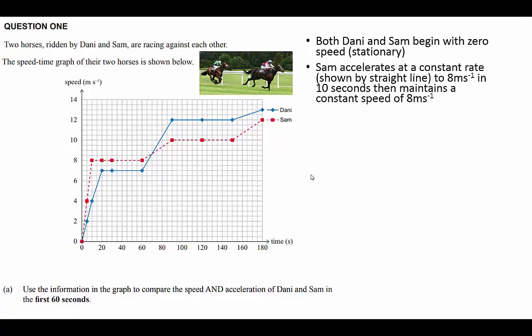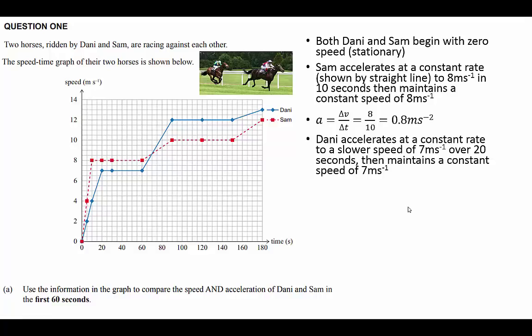So, just reiterating that, Sam accelerates at a constant rate to 8 meters per second in 10 seconds and maintains that speed. The calculation you would use is change in velocity over change in time. That's 8 divided by 10, giving us 0.8 meters per second squared. Double check your units are squared for acceleration.